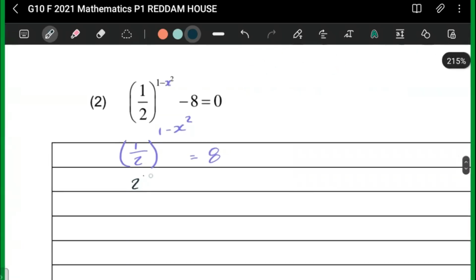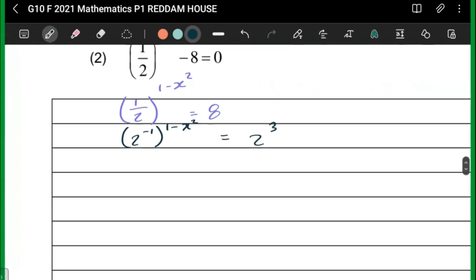You can put your 2 to the power of -1 with your exponent there. Here you can put 2 to the power of 3. Because with your exponents now, you can see here negative times this whole thing here. What are you going to have? You're going to have here 2 with a -1, and then here positive x squared, right? So here it's -1 times x squared. Here this is 2 to the power of 3.